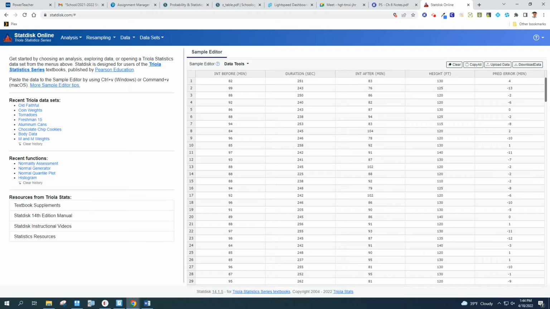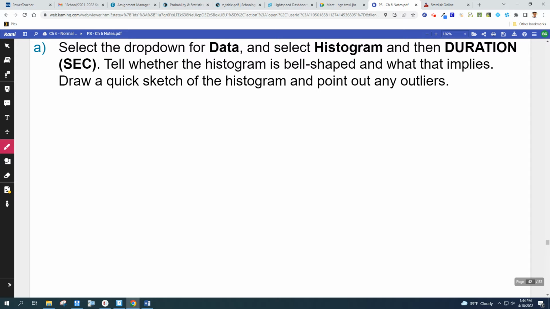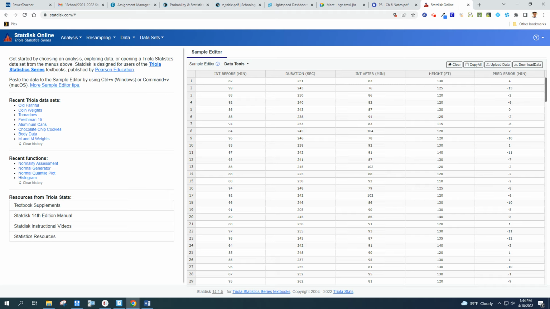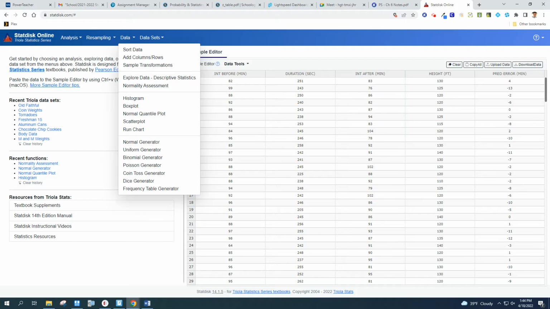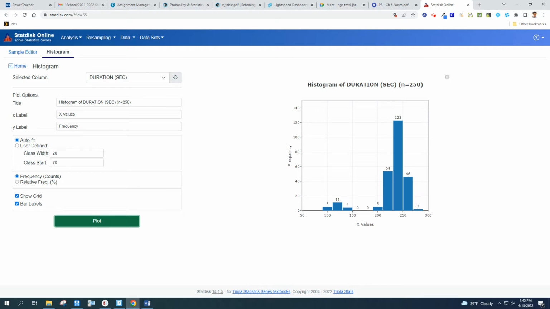Once you've got these numbers in here, you're going to select the drop down for data, select histogram, and then duration seconds. So up here in the blue bar, data, histogram, and then in this drop down menu right here, we want duration in seconds. That's going to pick the right column of numbers. It didn't do anything because we have to hit the green button. The green button says plot right there. And that gives us a histogram.